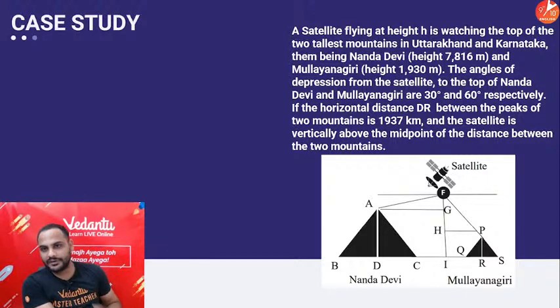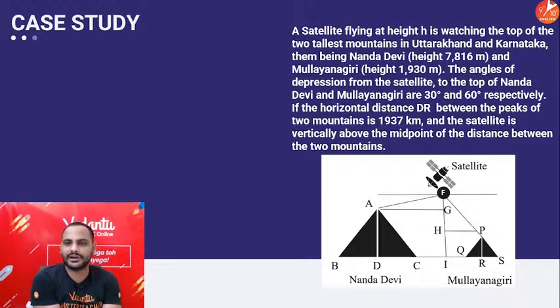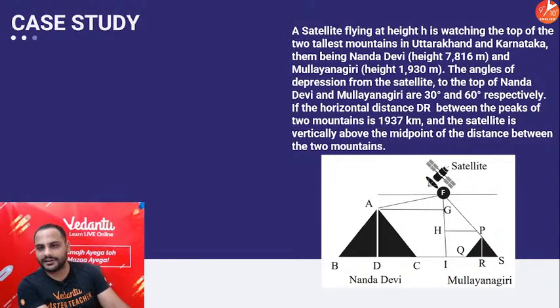Alright, the angles of depression of the satellite to the top of Nanda Devi and Mullayanagiri are 30 degree and 60 degree. तो बेटा this angle is told to be 30 degree, so obviously this angle will also be 30 degree and this angle will be given as 60 degree, तो ये वाला भी 60 degree. Correct?